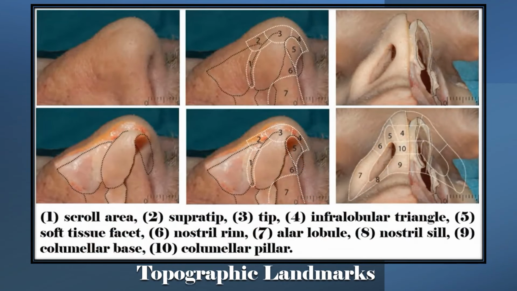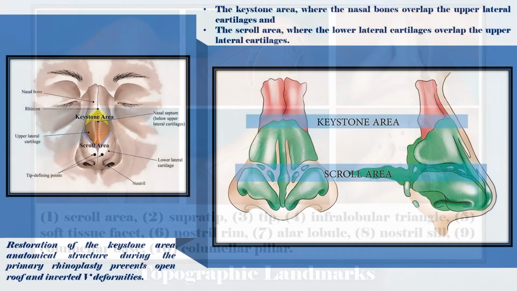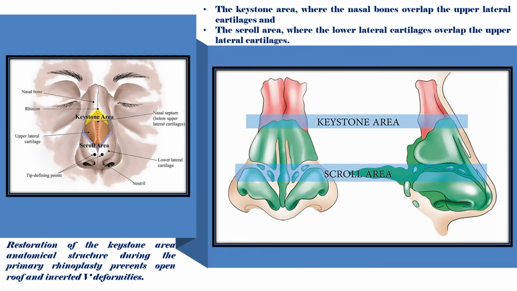Topographic landmarks. The Keystone area, where the nasal bones overlap the upper lateral cartilages, and the scroll area, where the lower lateral cartilages overlap the upper lateral cartilages. Restoration of the Keystone area anatomical structure during the primary rhinoplasty prevents open roof and inverted V deformities.